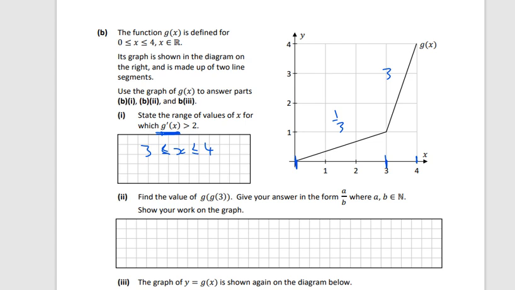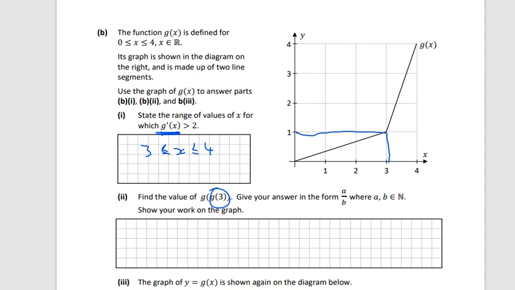Find the value of g of 3. Well, if I just work out g of 3 first, g of 3 is where we just go to 3 on the x-axis. So 3 on the x-axis here, and I go up and I get my answer is 1 because it corresponds to 1. So therefore g of 3 is actually 1.